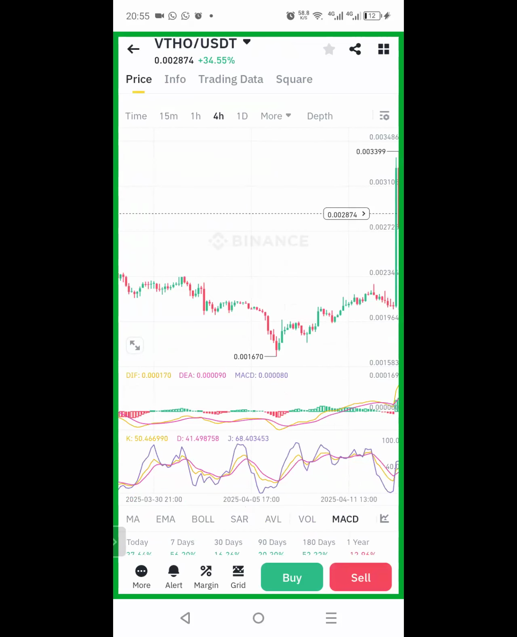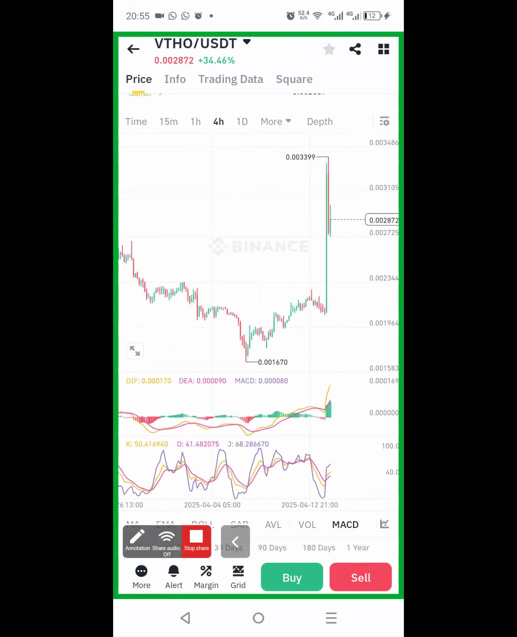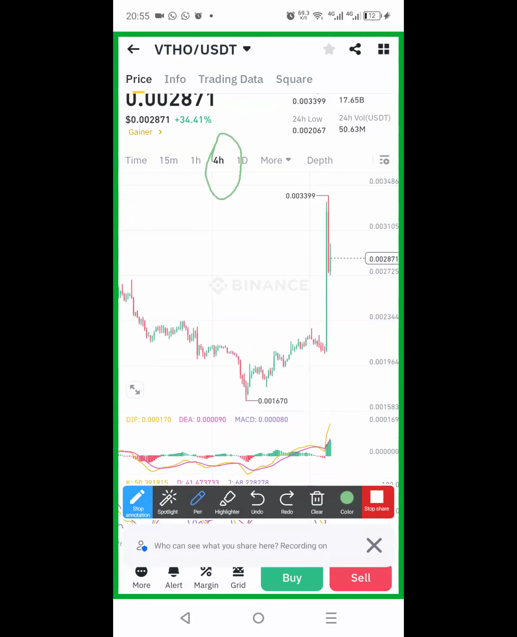So this coin now, okay, let's see this coin now. This is the 4 hour time. If we look up here like this, this is the 4 hour time zone. So this coin is on 4 hour time zone presently.